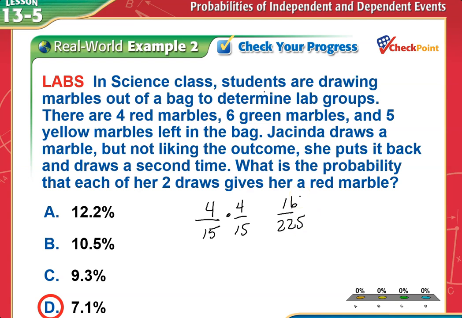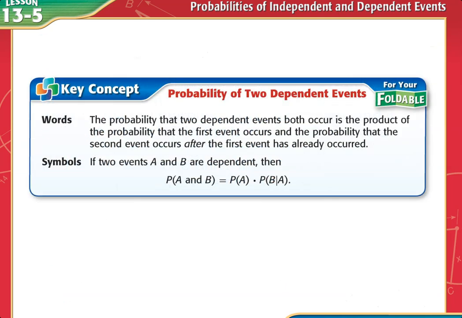And when you do that, you get 0.0711. So this is approximately equal to 0.0711. And then to make this into a percentage, you just move it over 2 places. So that'd be 7.11%. But they only gave their answer to the nearest tenth, 7.1%.